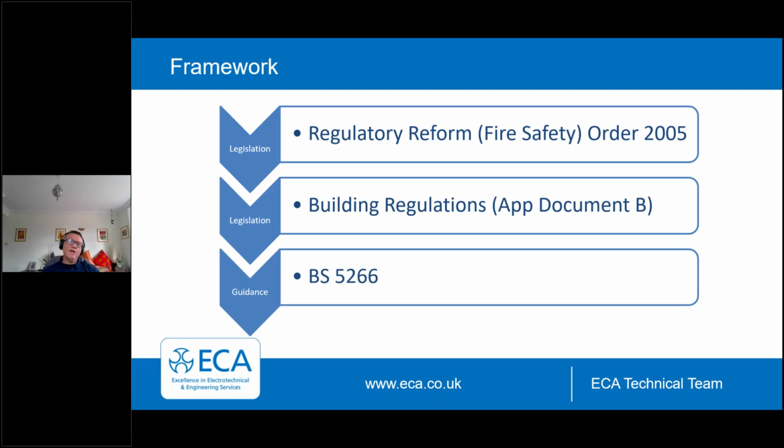So this is the framework. We know that the legislation is in law, that tells us what we need to do, but sometimes we need the detail, and this is where we need the documents under here in this 5266, which I'm going to be referring to today.